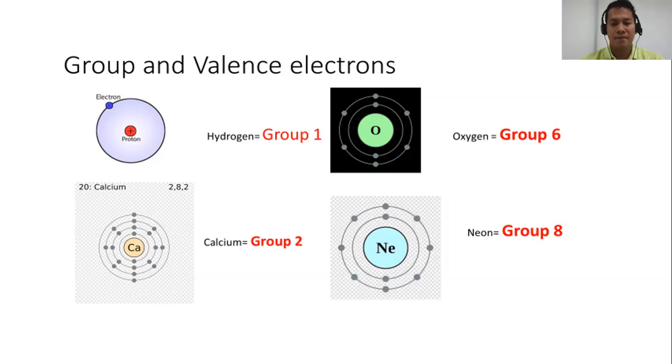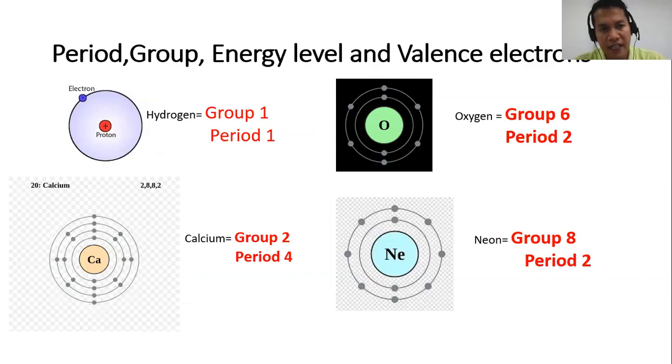All right. Now, let's relate everything. Let's put it together: period, group, valence electron, and then the shell. And then I will explain to you. First, period. Remember, the period tells you the number of shells, right? So this period 1 has only one ring, or only one shell. Group 1, it has only one valence electron. So the Bohr model looks like this.